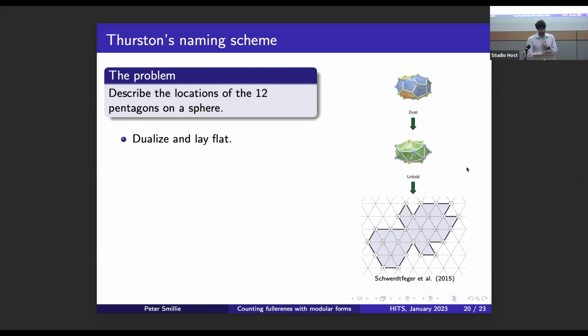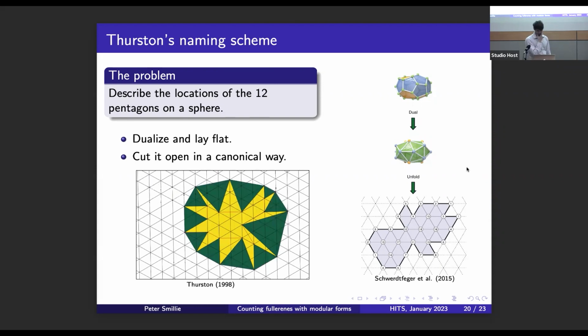But there's still the problem that there's so many ways to cut open a polyhedron and lay it flat on a piece of paper. This is not yet giving us a canonical way to name something. So that's the second part, and that's also the second trick. So the second trick is to realize that you don't need to cut it along the edges. You can cut it along, say, any straight lines, maybe which traverse triangles.